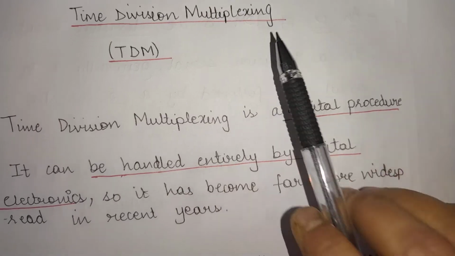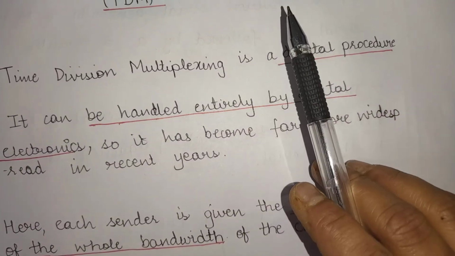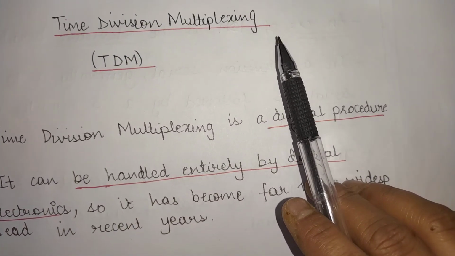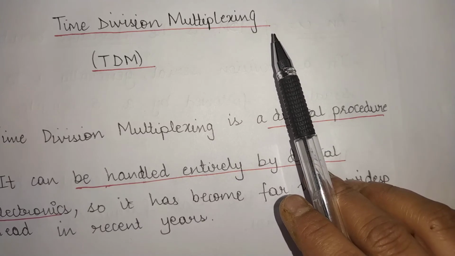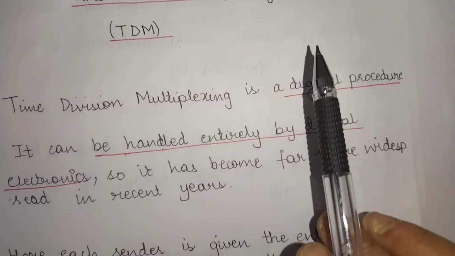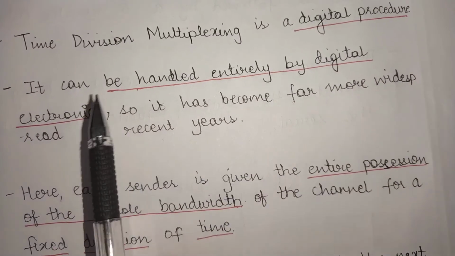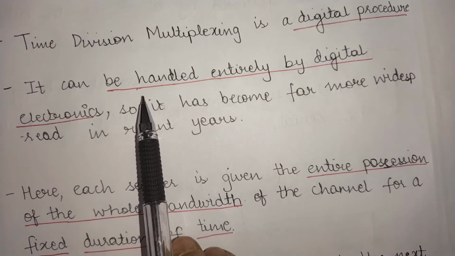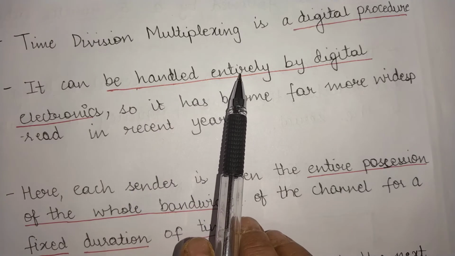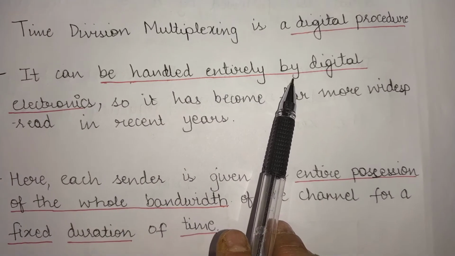So what is time division multiplexing? Basically a third kind of multiplexing technique wherein you are dividing the time among various senders, right? So time division multiplexing is a digital procedure. When I say it is a digital procedure, what does that mean? It means that it can be handled entirely by digital electronics.